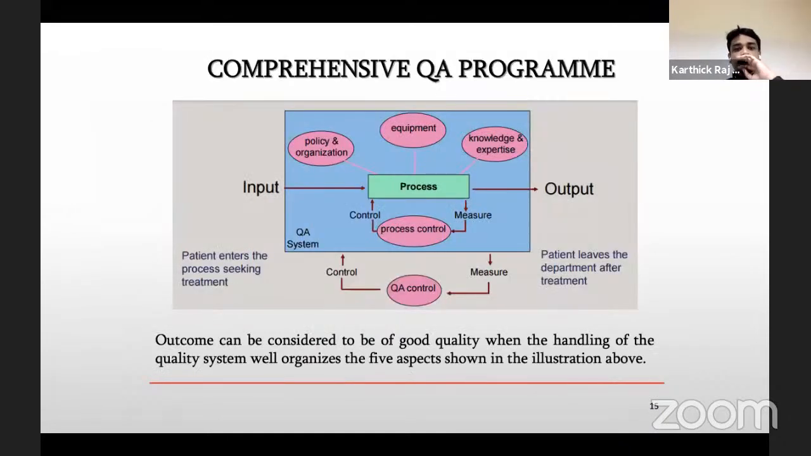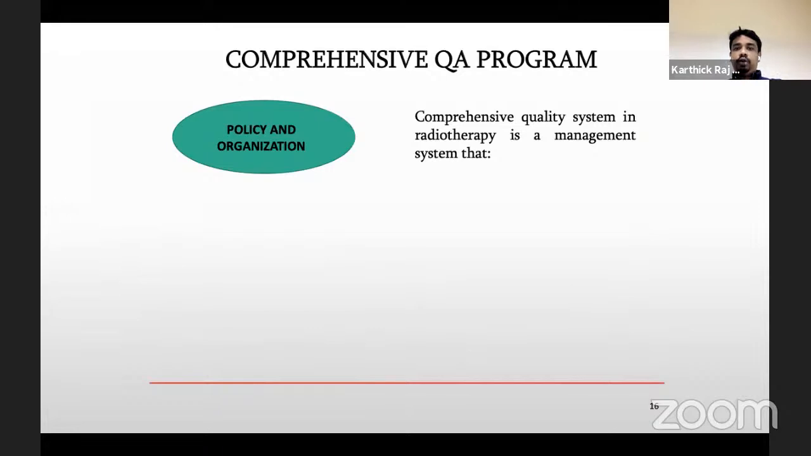And if you define a comprehensive QA program, when a patient enters and when a patient leaves the department, we have to make sure the entire policy, equipment, and process control, everything is handled with good quality within the quality system. All these aspects have to be included in the QA program. So the policy and organization form a comprehensive quality system in radiotherapy.